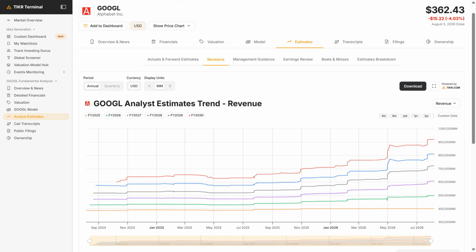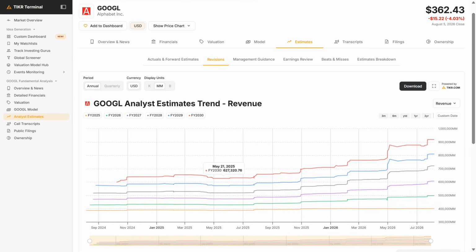Understanding how expectations of a company's performance have changed over time is critical to investing. In this video, we'll demo TIKR's Estimates Revision feature and show you how you can see over time how Wall Street analysts have changed their estimates for a given metric. This feature can be found under the Estimates tab and then under the Revisions tab. Let's use Google as an example.